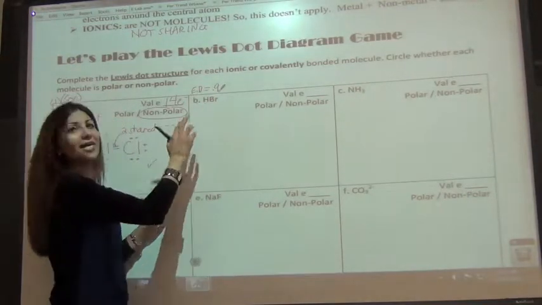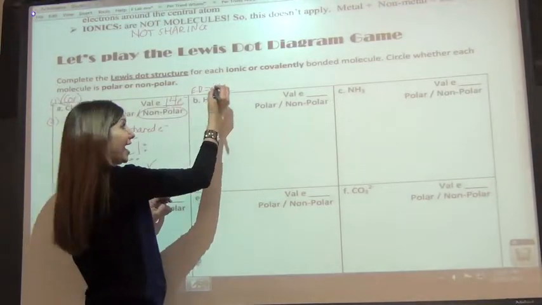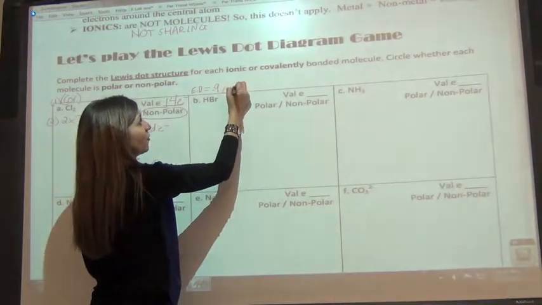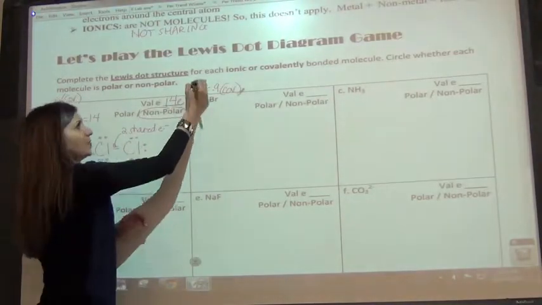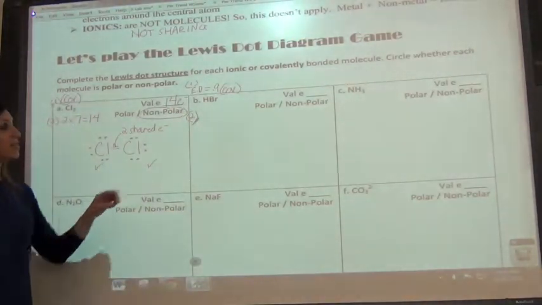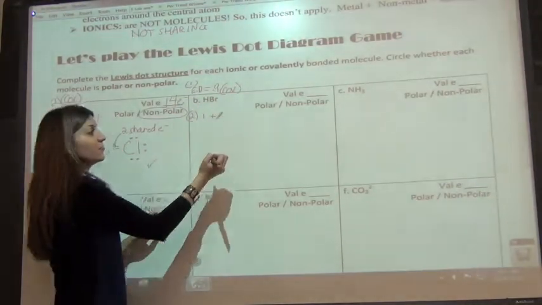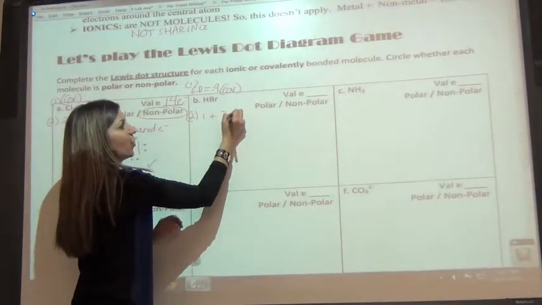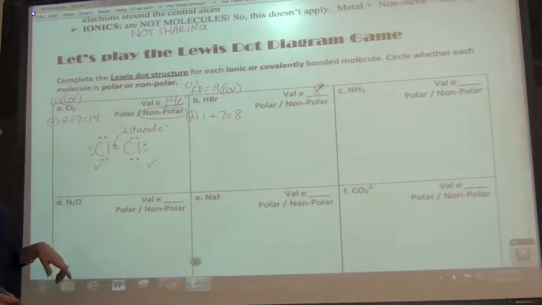Perfect. But that's the bond type, so I need to make sure that my molecule type is right. So my bond is definitely going to be covalent. I know that it's covalent. So if it's covalent, that was step number 1. Step number 2 is add up my valence electrons. How many does H have? 1. And how many does Br have? It's under fluorine. 7. So we have a total of 8. Perfect. So let's write 8 where it says valence electrons.